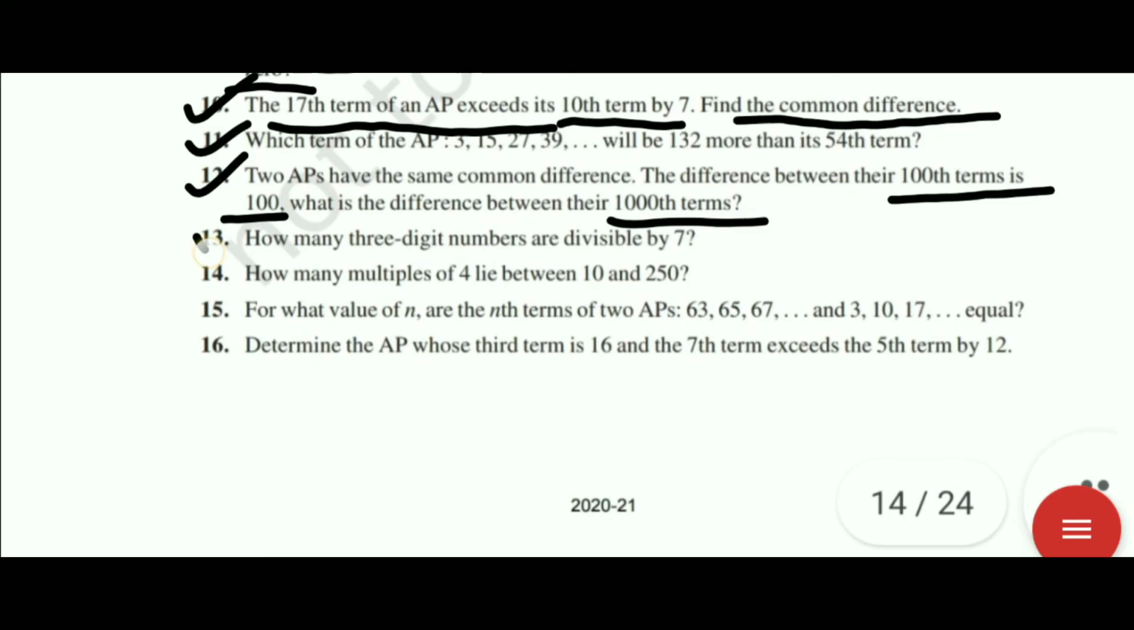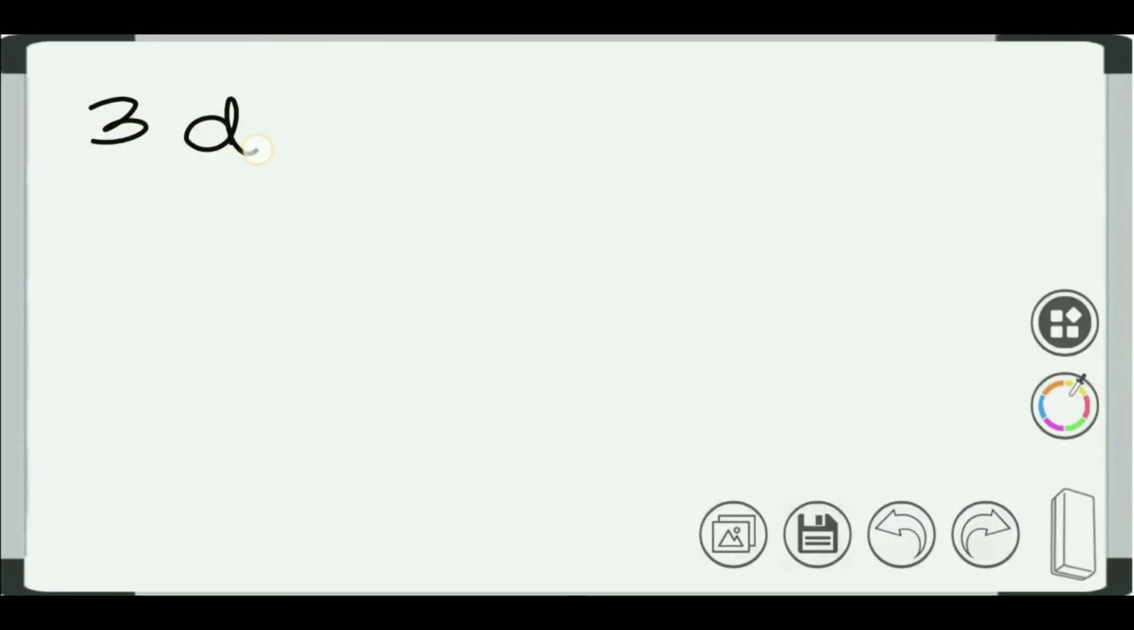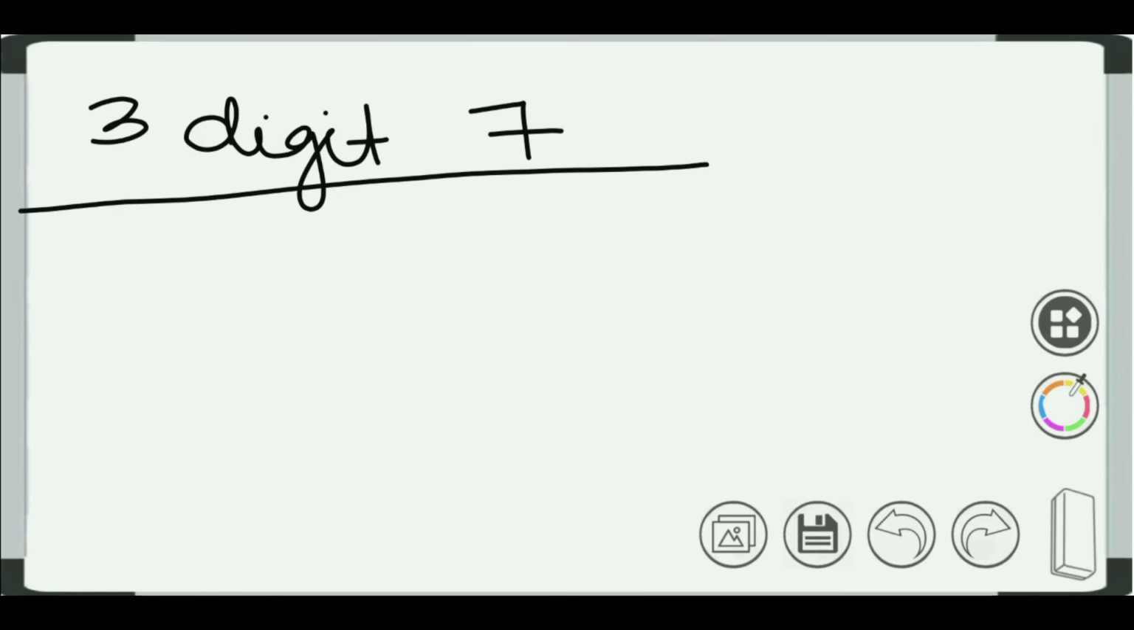Now come to the 13th question. How many 3-digit numbers are divisible by 7? Easy one. So they are asking how many 3-digit numbers are divisible by 7. Since it is 3-digit, you need to find where it is starting. Where is the 3-digit number starting? From 100 only.